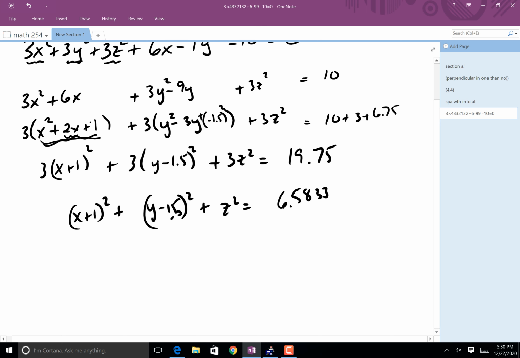And that's it, friend. That's kind of ugly. I wouldn't probably do that one. It's so ugly, you'd see it on the test, a little completing the square. Could you have divided by 3 right off the bat and done it that way? You sure could have. That would have been fine.